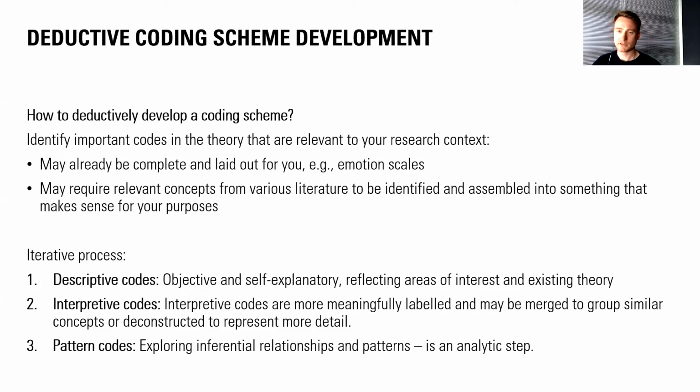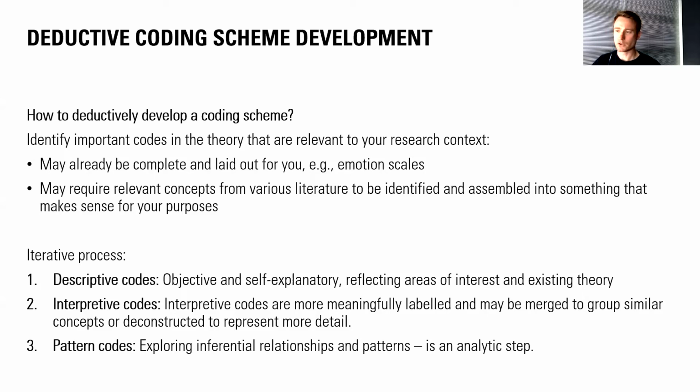Okay, so the second stage is applying interpretive codes, or developing interpretive codes. This is where you're chipping away or filtering down. You're applying your codes more meaningfully in terms of how you're labeling them. This might involve merging codes together that are similar, or getting rid of codes altogether. You also might deconstruct some concepts into more fine-grained codes, to represent more detail in your data. This process very much involves a synergy between understanding the theory that you're trying to apply and being very familiar with the data that you're analyzing.